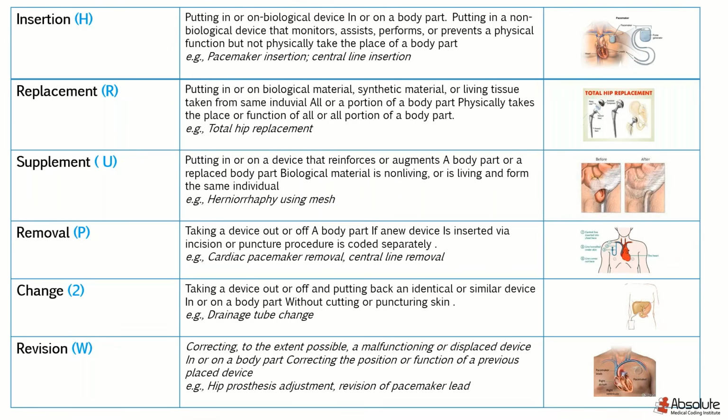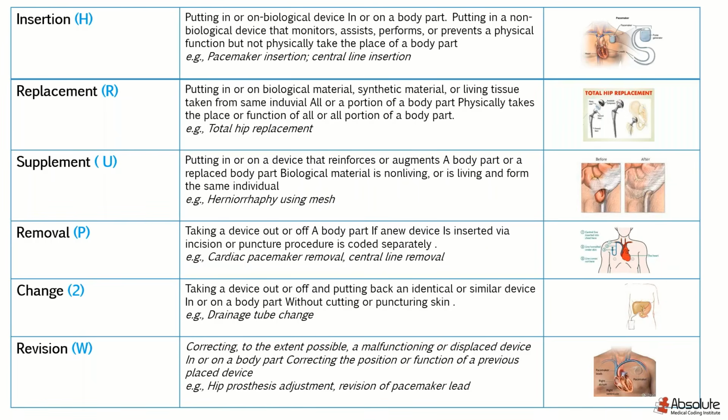Value R. R is for replacement. This is putting in or on a biological material, synthetic material, or living tissue taken from the same individual. All or a portion of a body part physically takes the place or function of all or a portion of a body part. And an example would be the material used for a total hip replacement.